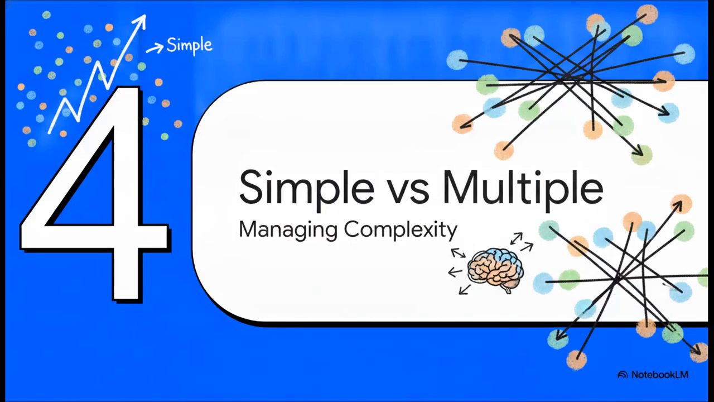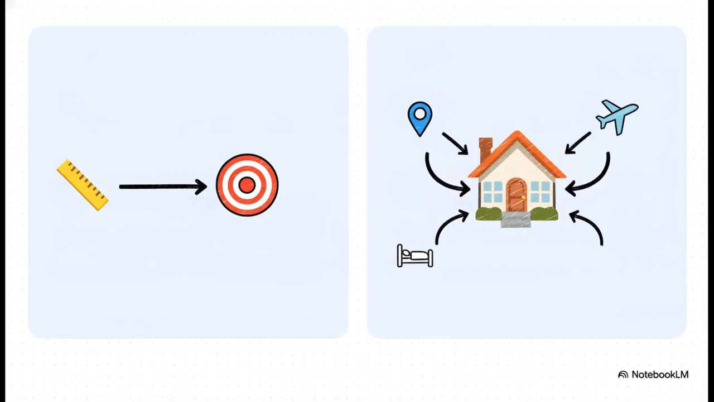Next up, Section 4, Simple versus Multiple Regression, Scaling Up and Managing Complexity. Let's dive into what happens when our problems get a bit more complex. So far, we've only talked about simple linear regression, where one input predicts one output, like predicting weight from height. But real-world problems are rarely that simple. Often, they require multiple linear regression. This is where we incorporate lots of diverse inputs to predict a single outcome.